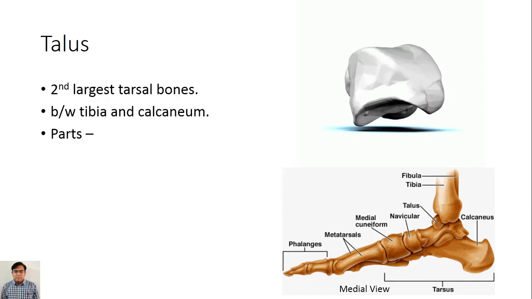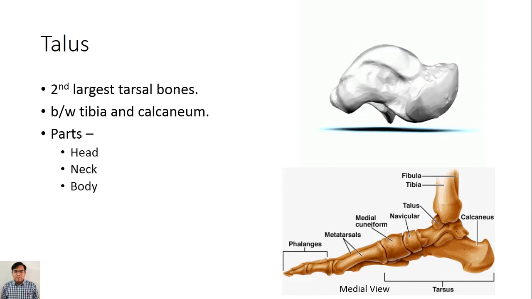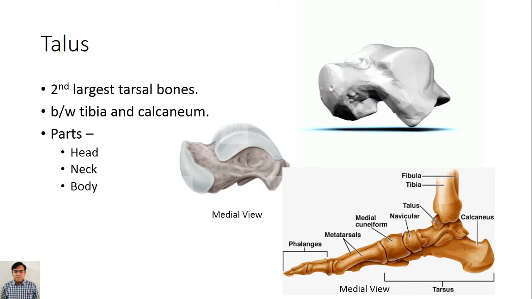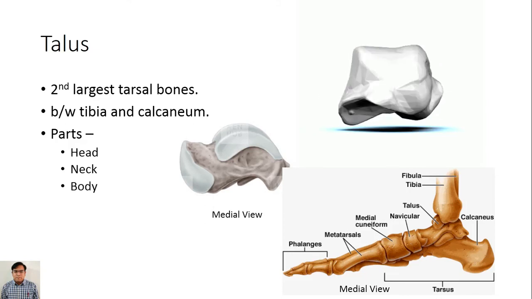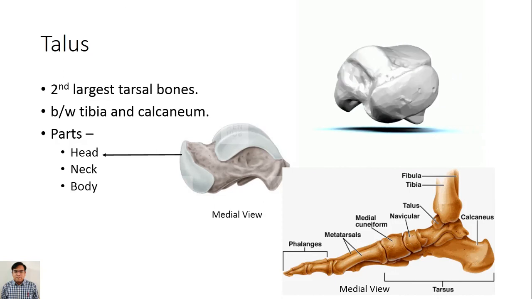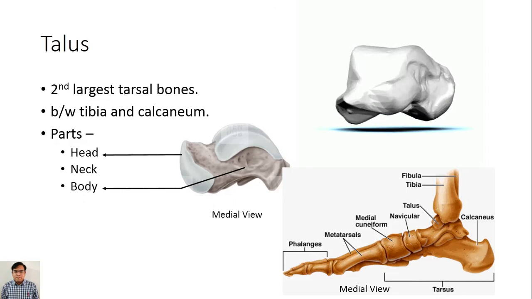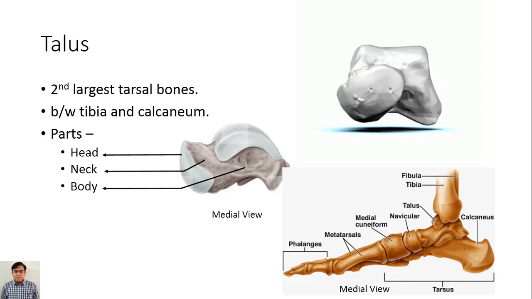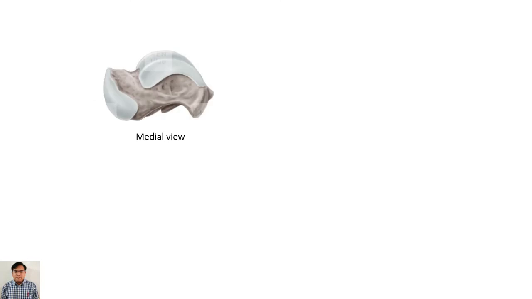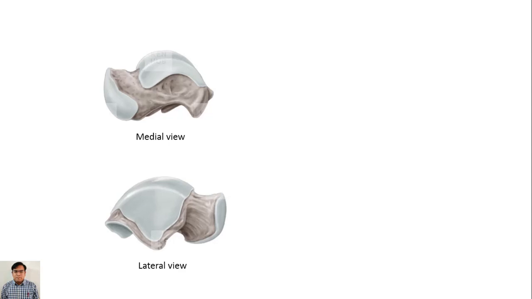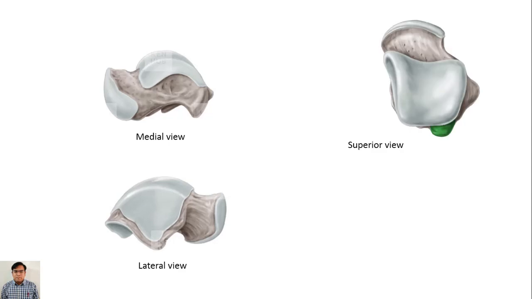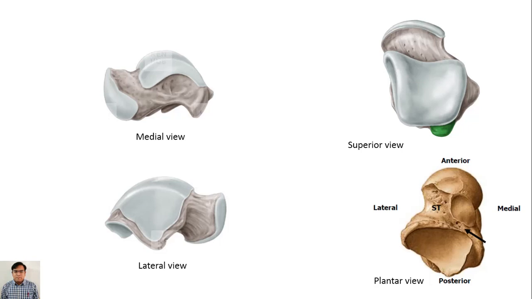It is having 3 parts. Medial view of talus: head, neck and body. So, this is head and this is body, and between these two one constriction is there known as neck of talus. So, this is neck of talus. This is medial view of talus, this is lateral view of talus, this is superior view of talus, and this is inferior view or plantar view of talus.